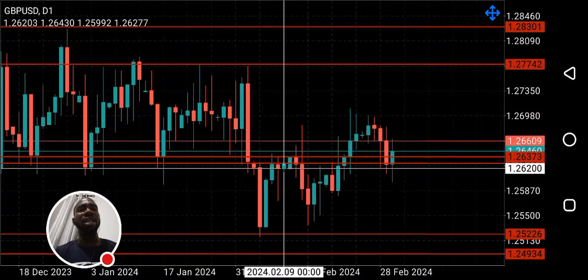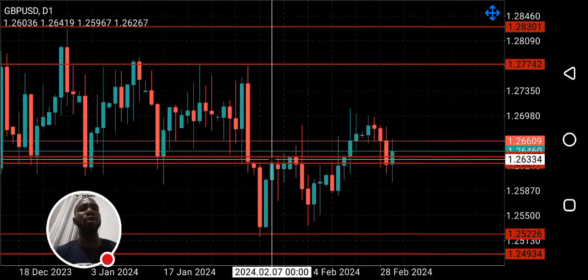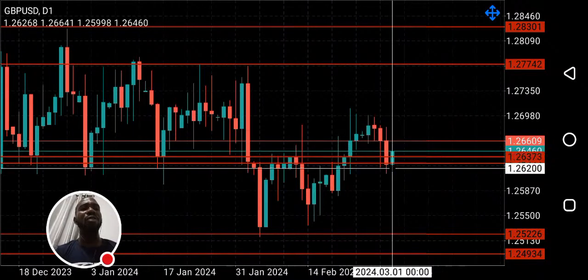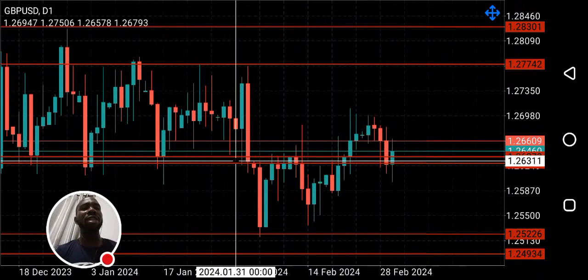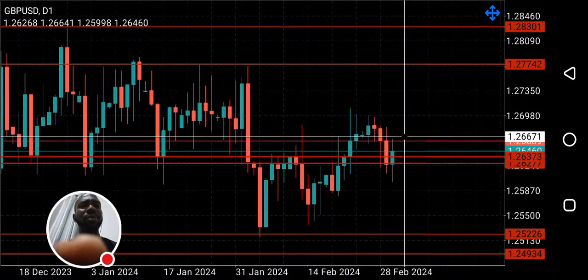And as you can see here also, this candle, you can see price pulled back to this level. And this candle closed above this zone. So this tells me that GBP USD is bullish. So my bias on GBP USD this week is bullish.